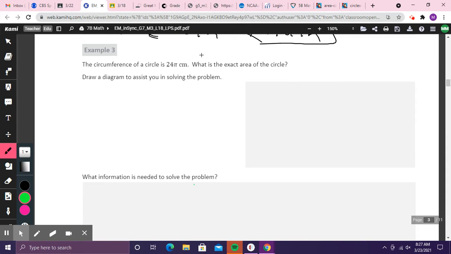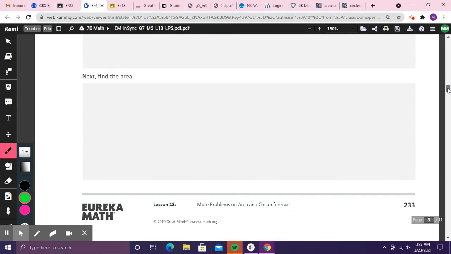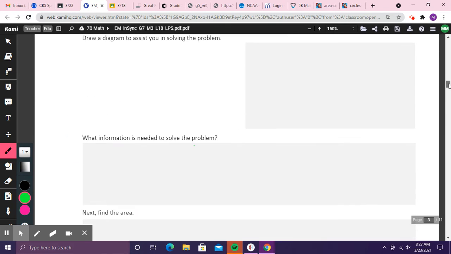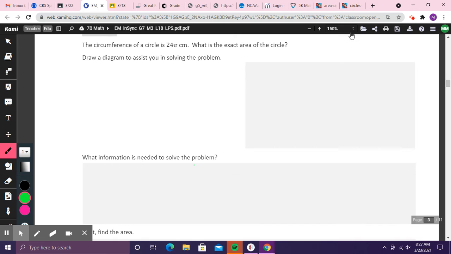All right, so let's go ahead and get started here. It says the circumference of a circle is 24 pi centimeters. What is the exact area of the circle? So, draw a diagram to assist you in solving the problem. There's a lot of stuff here that we could do. So, I know there's a circle, right? So, I'm going to first just draw a circle.